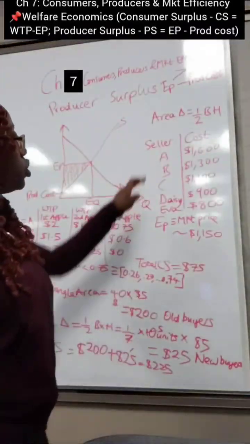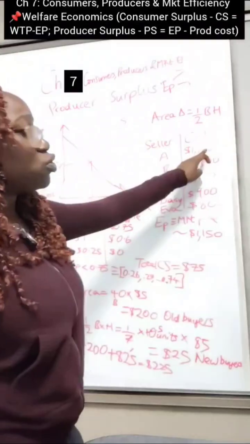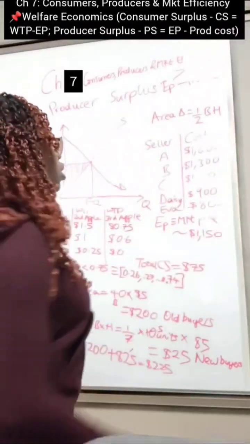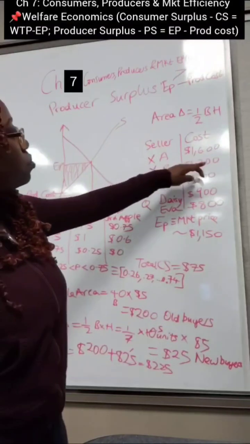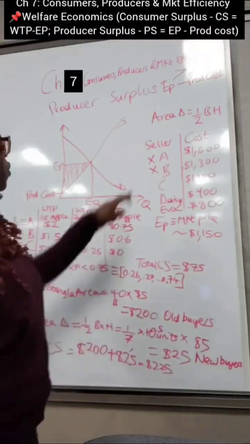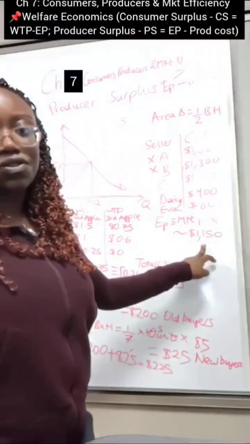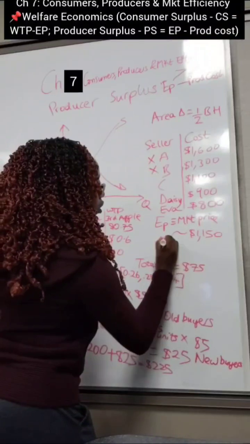So now, what do you think of seller A? Do you think seller A is going to remain in this market? He's spending $1,600 to produce the good. There's no way he's going to sell for $1,150. That's a loss, right? So seller A is out of the market. How about seller B? Seller B is also out of the market because the cost of production is more than the market price. For seller C, the cost of production is $1,100, so he's willing to sell for $1,150, right? So seller C makes a surplus of $50.